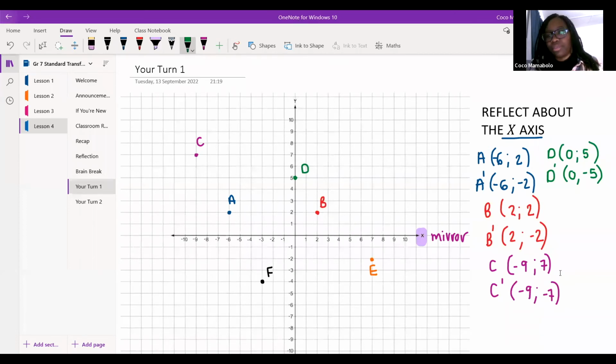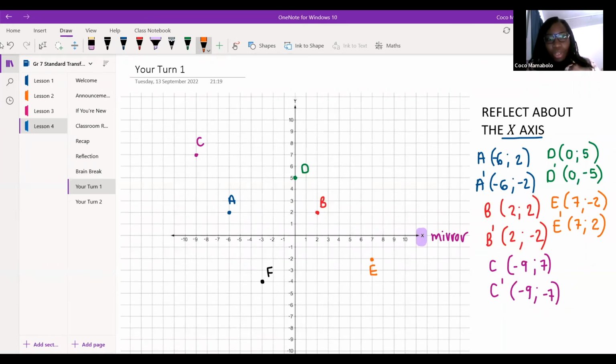Very gracious. Okay, let's look at E, guys. The value for E over here is 7 and -2. Remember, E prime, my X will stay the same, and my Y will change the value. Very well done, Danae. Amazing. Guys, just perfecto. You guys are doing amazing.